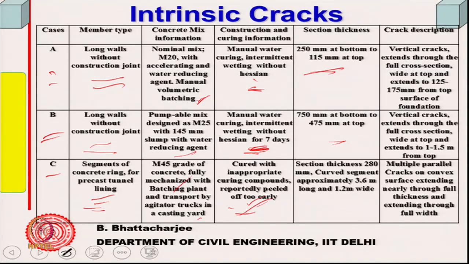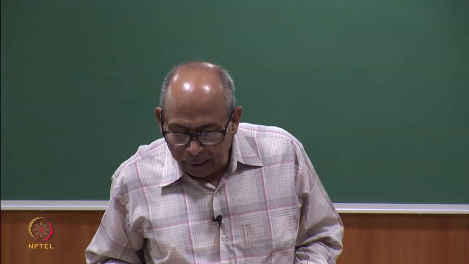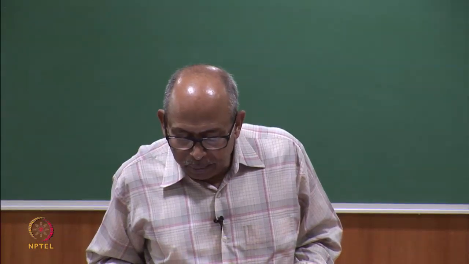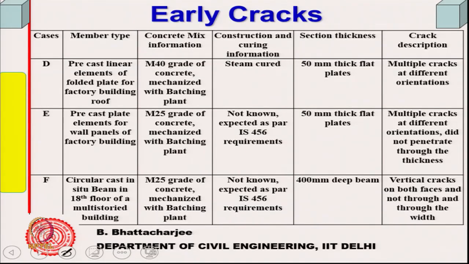curing was improper. Section thickness was 280 mm, a thin section again, with curved segments approximately 3.6 meter long and 1.2 meter wide. There were multiple parallel cracks on the convex surface, extending nearly through the full thickness and through the full width. So, these are 3 cases we are looking at of early cracks, with some diagnosis. And there are 3 more cases which we will discuss one after another.